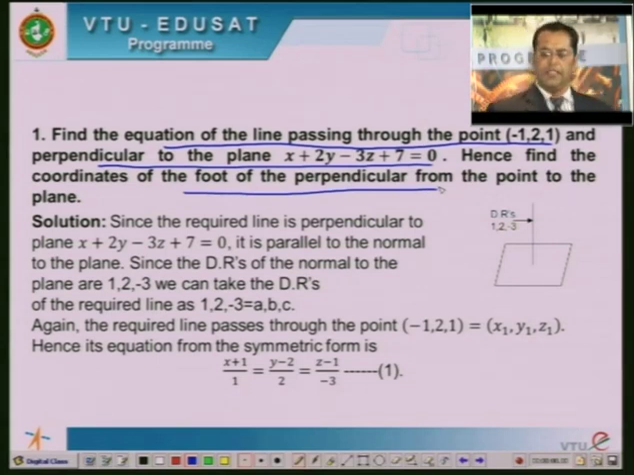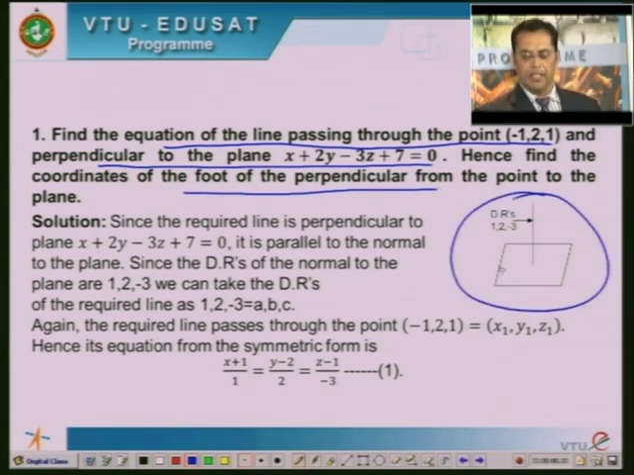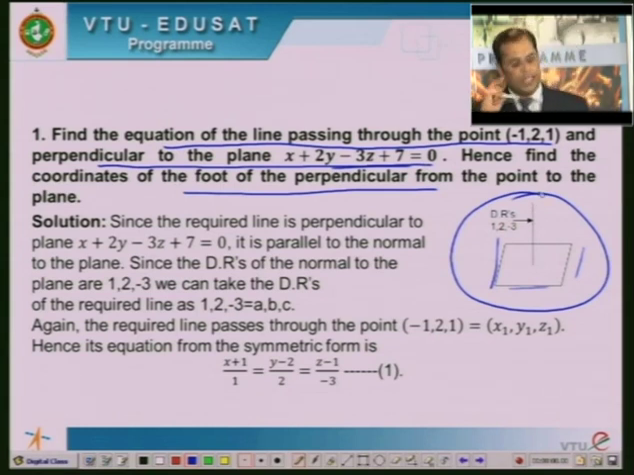So, the representation is something like this. You have a plane. This is the plane that is given, which is x plus 2y minus 3z plus 7 equal to 0. This is the equation of the line that is required. So, we will solve the first part.